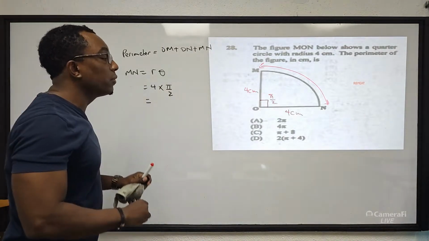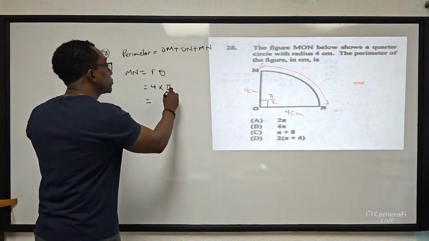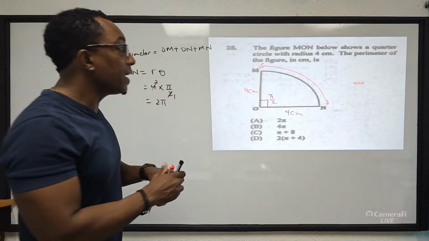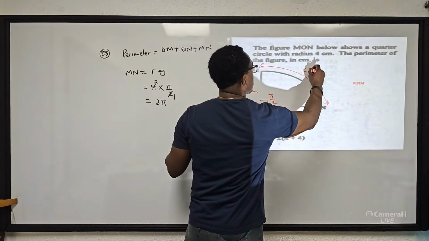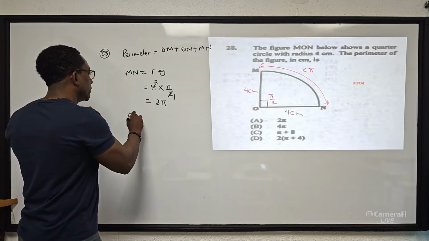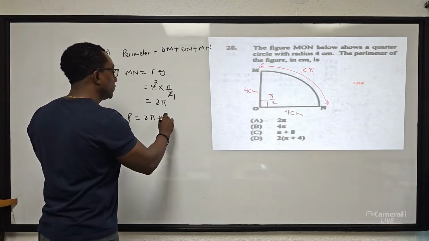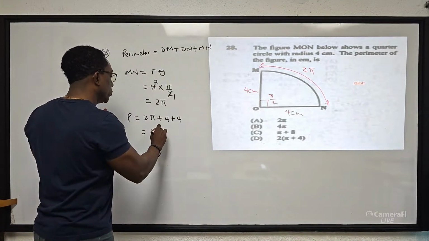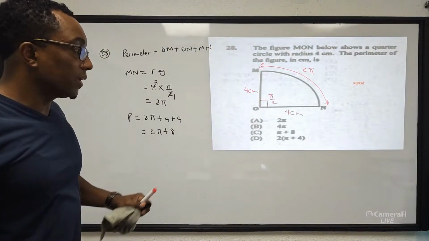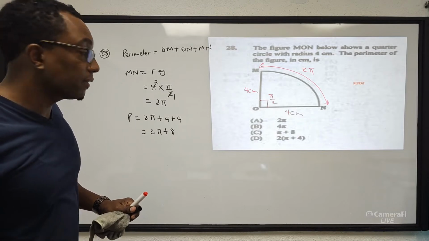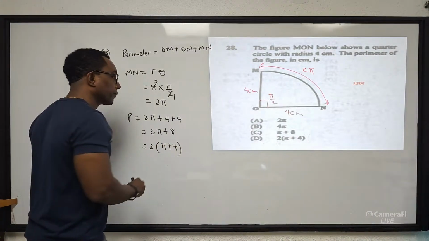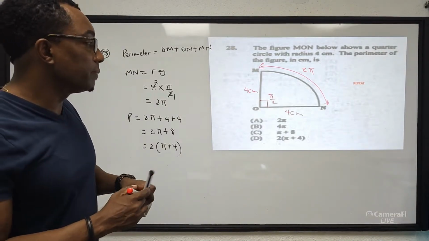So 4 by pi over 2 will give us 2 pi. So we know our length of arc is 2 pi. And therefore, to get the perimeter, we're going to add 2 pi to 4 plus 4, 2 pi plus 8. And to get one of the options shown there, we have to do a bit of factorizing. So I'm going to pull out 2, I'm going to get pi plus 4. So my answer there for 28 will be D.